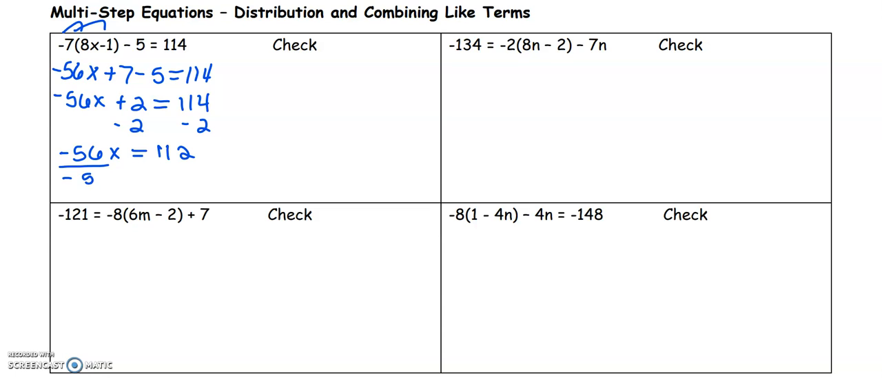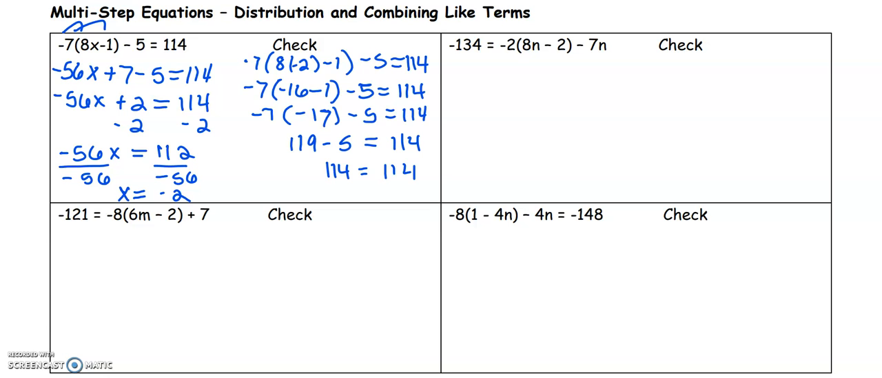Then we can divide by negative 56, and we should get an x value of negative 2. Confirm by doing your check, and you can take a look at it there.